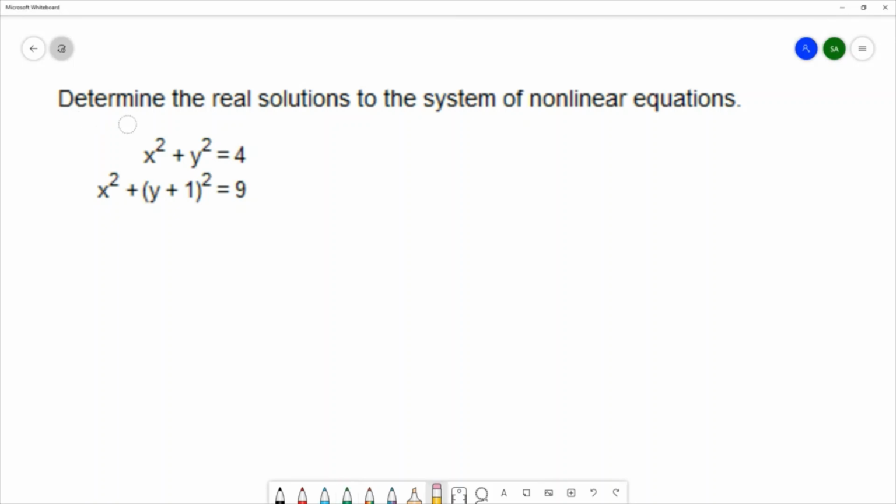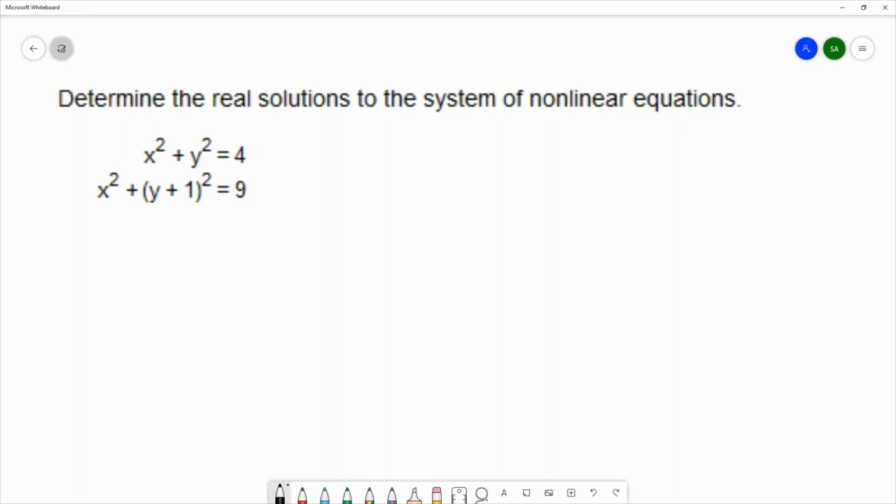We want to determine the real solutions to the system of nonlinear equations. This system is x squared plus y squared equals 4, x squared plus (y plus 1) squared equals 9. Now before we get started on solving, I want to have a visual representation, and I can tell by the format of these equations that they are both circles.